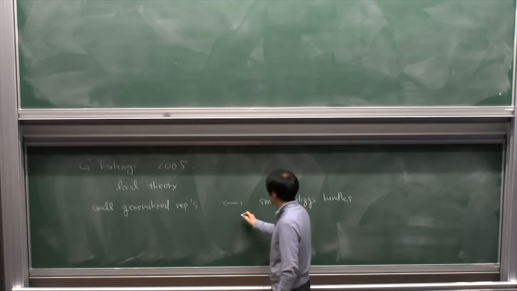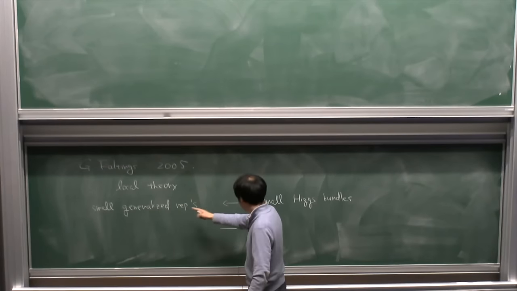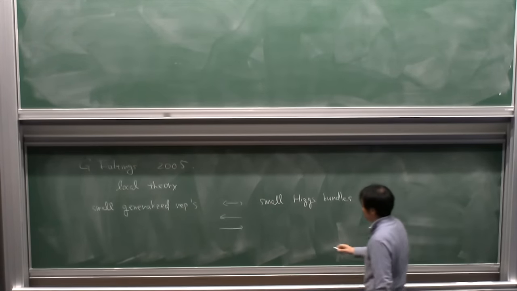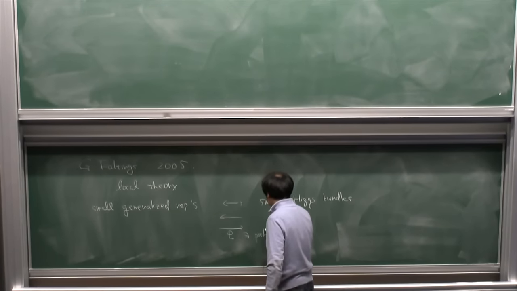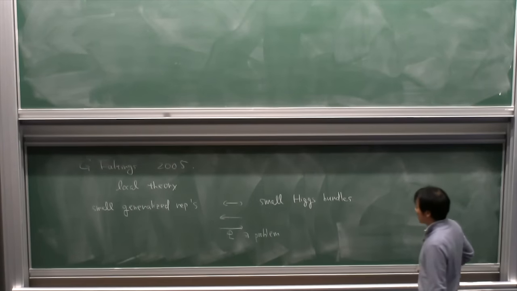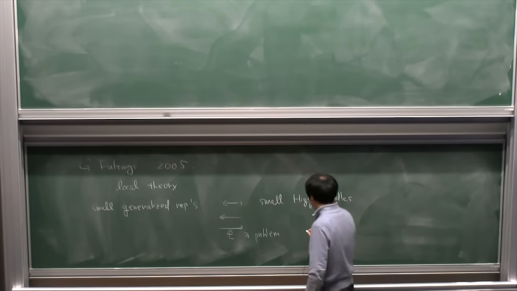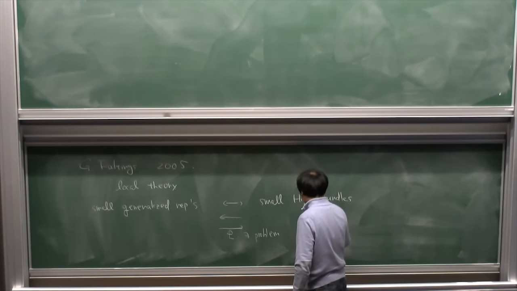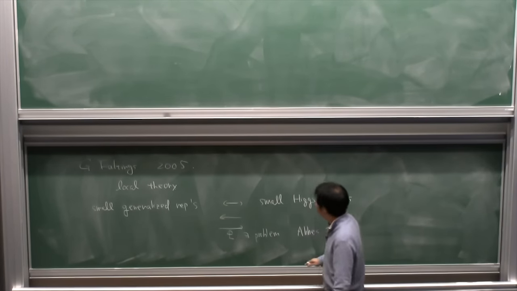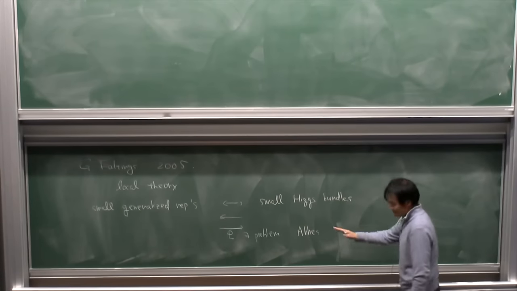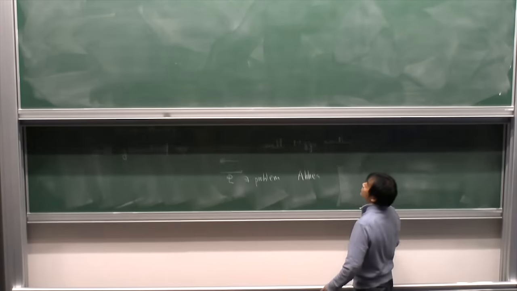Faltings also constructed a functor in both directions, from the right-hand side to the left-hand side, and also from left to right. Actually, the argument written in that paper by Faltings has some difficulty to understand, and this was pointed out by Abbes. In this talk, I will explain what the problem is and how to resolve it.